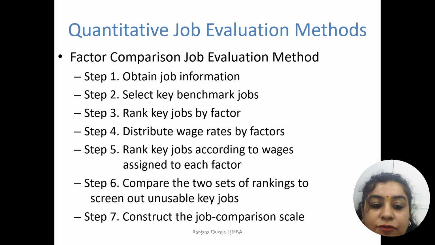Third step is we have to rank each and every job by factor. In this ranking, 1 is higher and 4 is lower. Rank 1 is higher, so compensation of rank 1 will be more. Compensation of rank 4 or subsequent ranking will be less. So we have to rank jobs by factor.